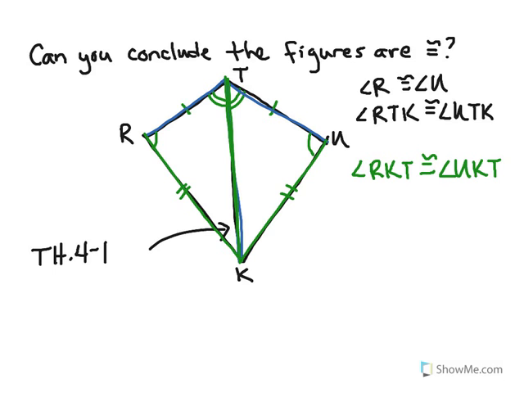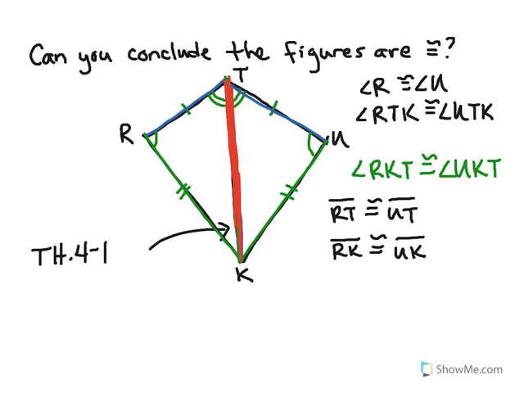Now let's do the sides. So segment RT has 1 tick mark, so that's going to be congruent to segment UT. And I also know that RK is congruent to UK, and that's pretty self-explanatory. But what about this piece, the piece they share together?